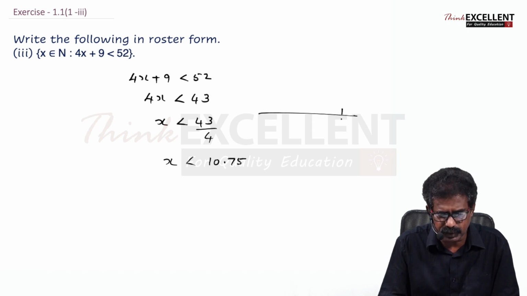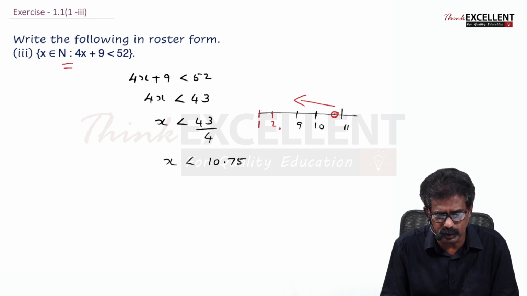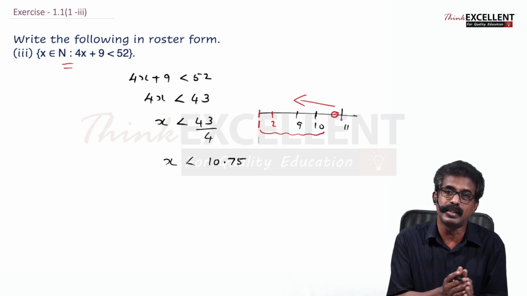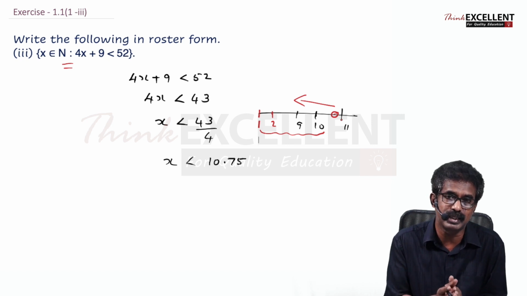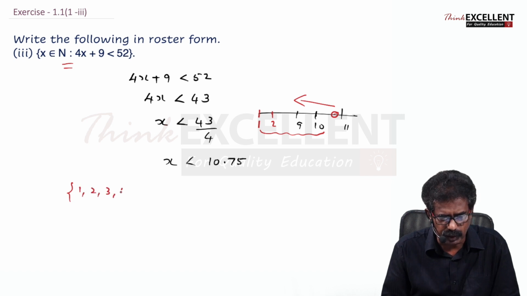So in the number system, say 10 is here, 11 is here, 10.75 is somewhere here, right? x is less than 10.75. So it's a left side number, but it is a natural number. So you can go only up to what? 1, 2, 3, etc. up to 10, because 11 you cannot take, because it must be less than 10.75. So before 10.75, the natural number is 10, right? So you can take only up to 10. So your answer is 1, 2, 3, 4, 5, 6, 7, 8, 9, 10.